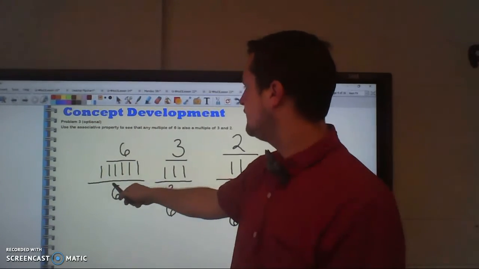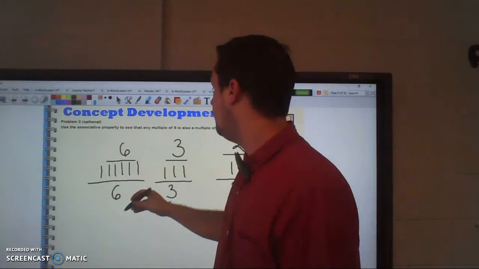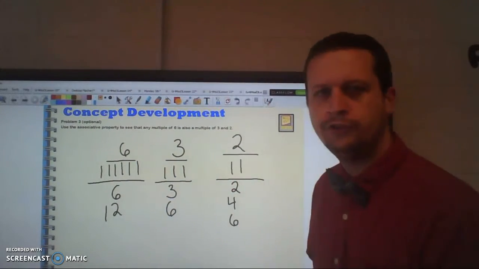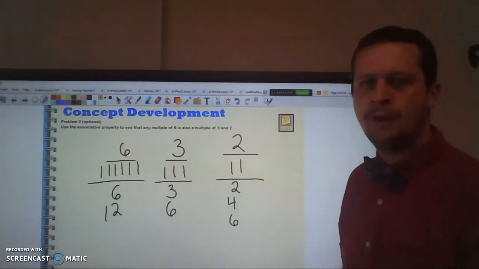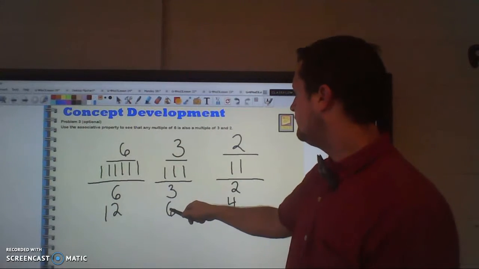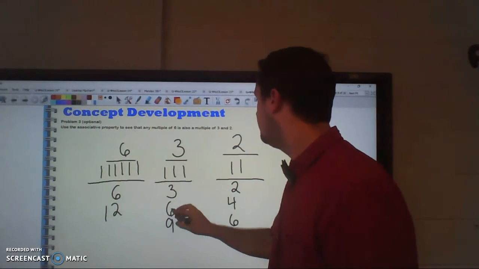So I have 6, 7, 8, 9, 10, 11, 12. So my next multiple for 6 is 12. Let's see if I can get to 12 on my multiples of 3. I've got 6, 7, 8, 9, 10, 11, 12.